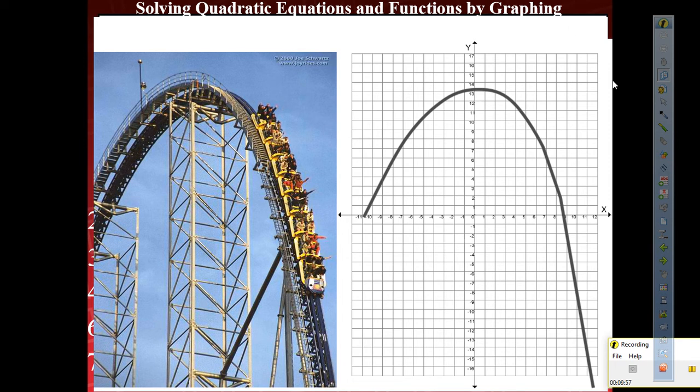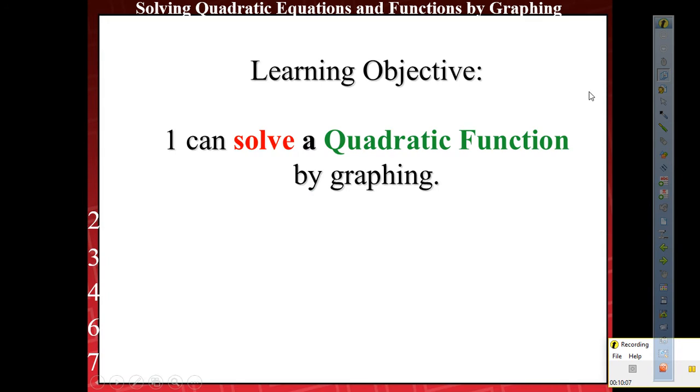So open up your packet to the Cornell notes. Copy the objective. Our objective for today: I can solve a quadratic function by graphing. Let's read together. 1, 2, 3. I can solve a quadratic function by graphing. Copy that, please. All right. So our concept for today will be what? Quadratic functions. So we're moving on.